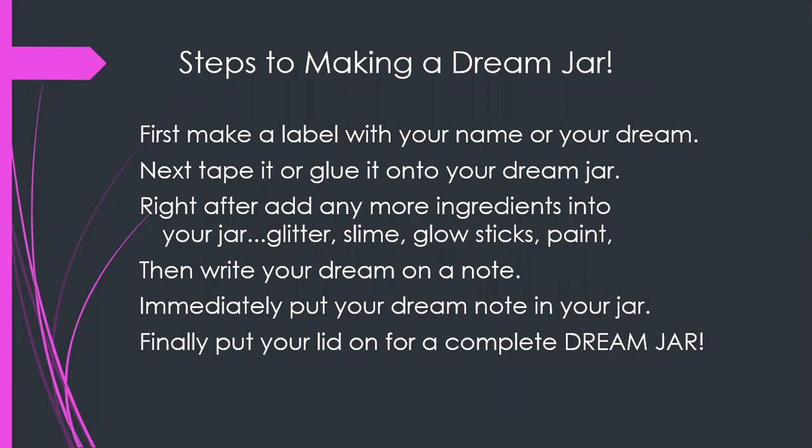So here are the steps to making a dream jar. Keep in mind this ELA standard, the steps, because we're going to do the steps to do a dream jar. I'm going to show you the steps in my comic strip and then you're going to do the same. First, we're going to make a label with your name, or you can just write your dream on it. Next, see, I use transition words, tape it or glue it to your dream jar. Right after, add any more ingredients into your jar: glitter, slime, glow sticks, or paint. Then you're going to write your dream on a note. Immediately, you're going to put your dream note in your jar, and then you're going to put your lid on it to complete your dream jar.